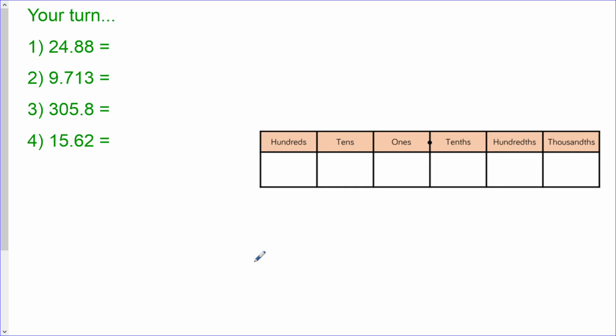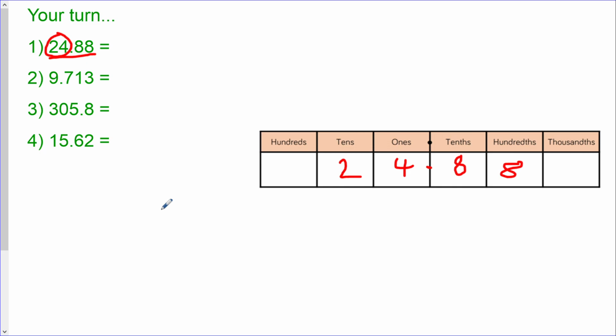So your turn now. Can you have a go at these 4 questions? Just like I did before, I will start you off on number 1, where we have got 24.88. We start with our decimal point. We have 24 wholes before the decimal point, and we have 0.88 after the decimal point. So you might want to think about how you can write that now as a mixed number. You might want to think about how you want to simplify that if you choose to simplify, and then have a go at number 2, 3 or 4. So please pause the video now to have a go at those 4 questions.